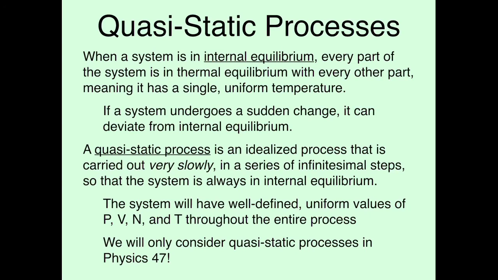So we're talking here about a system where everything is in equilibrium with everything else, and everything just has the same uniform temperature throughout. It's important to actually keep this in mind because it's possible for a system to not be in internal equilibrium. For instance, if the system undergoes a really sudden change, it can actually be thrown out of equilibrium. For instance, if you have a room full of gas, if I light a match at one end of the room, suddenly that side of the room has a bigger temperature than the other side.